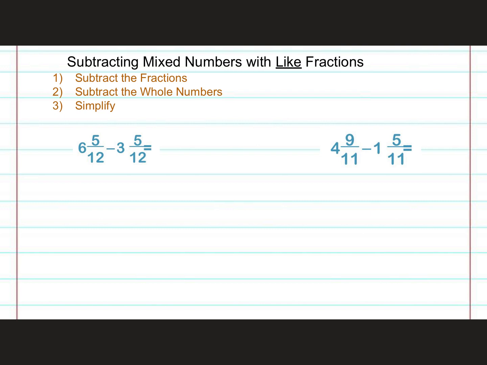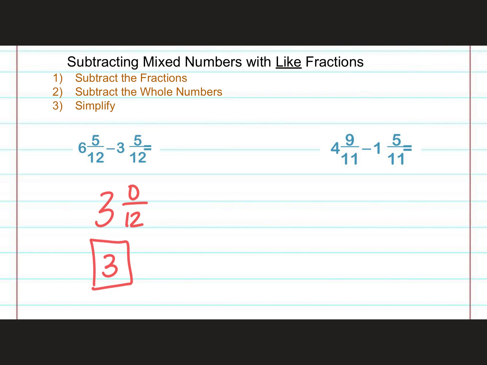Subtracting mixed numbers with like fractions, same steps, but now subtract the fractions, subtract the whole numbers, and then simplify. So 6 and 5/12 minus 3 and 5/12. Well, 5/12 minus 5/12, we're going to subtract the numerators. 5 minus 5 is 0. Keep the denominator as 12. Subtract the whole numbers. 6 minus 3 is 3. We would not write the answer like that. We would write it as 3.